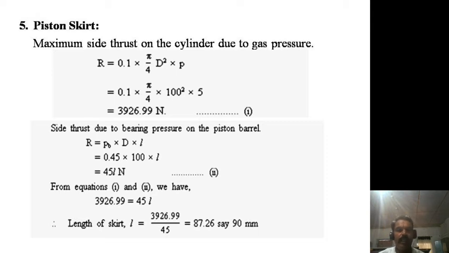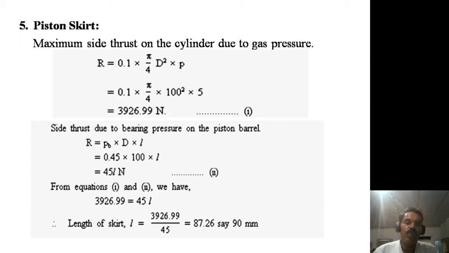In this design, we need the maximum side thrust on the cylinder due to the gas pressure. R is equal to 0.1 into area into P. Therefore 0.1 into area, that is pi divided by 4 into D squared, where D means the diameter of the piston, 100, into P, the pressure. By simplifying it, you will get the R value, that is 3926.99 Newton. You can call this equation number 1.